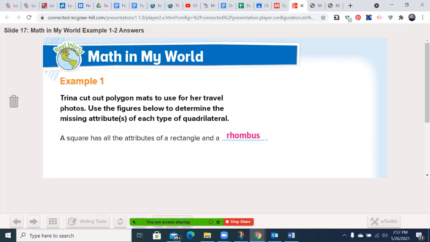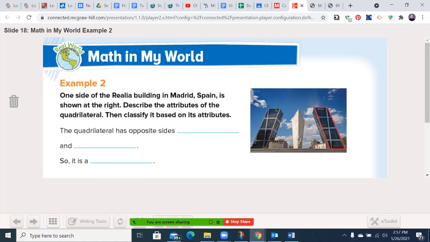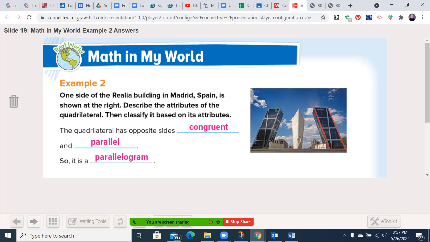Let's go ahead and write in the word rhombus. And I'll move forward here. Top of the next page. One side of the Realia building in Madrid is shown at the right. Describe the attributes. The quadrilateral has opposite sides that are in what? Congruent and parallel. So if it is, what do you think? A parallelogram. Go ahead and write that in.